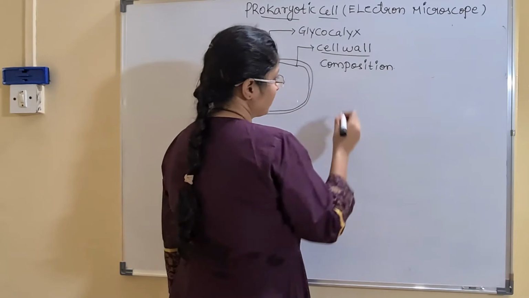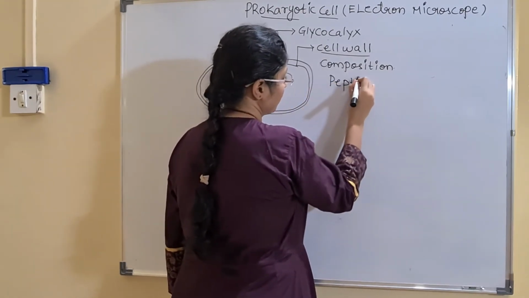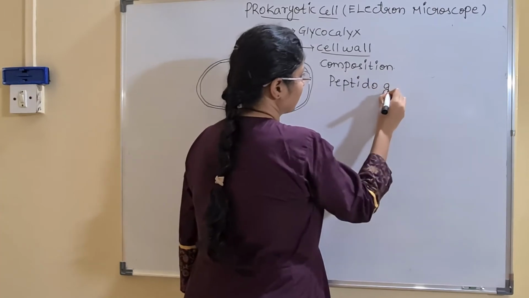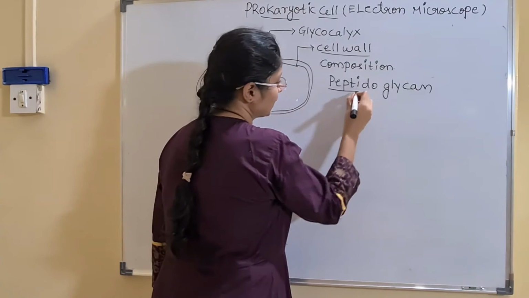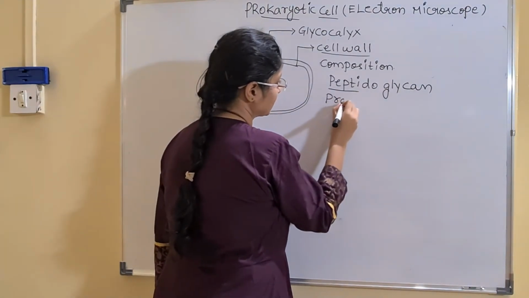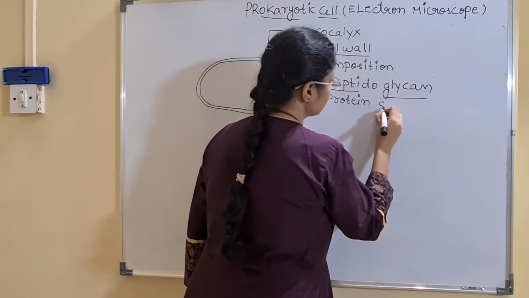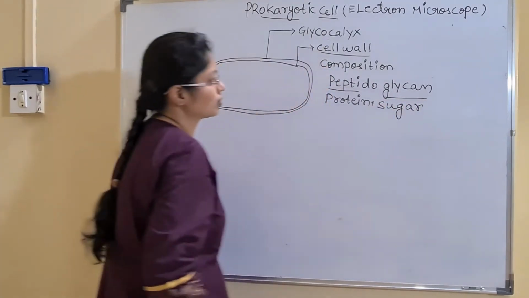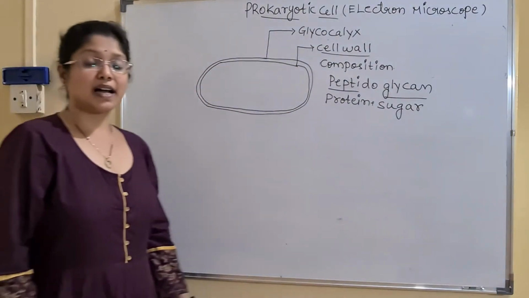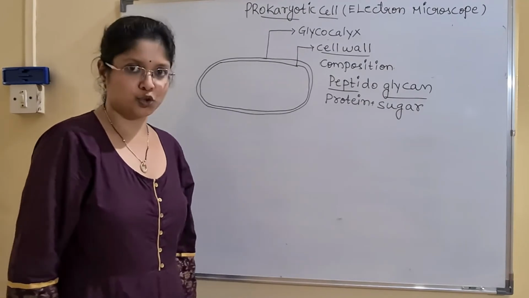The chemical composition: it is made up of peptidoglycan. What I have told you, peptido means protein, glycan means sugar. So the cell wall of bacteria is made up of peptidoglycan, protein and sugar.